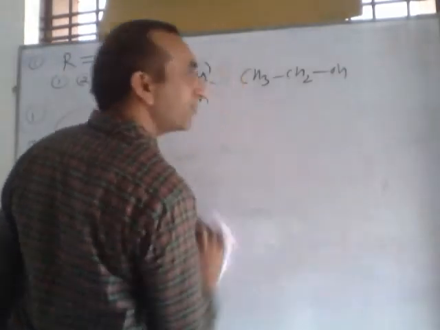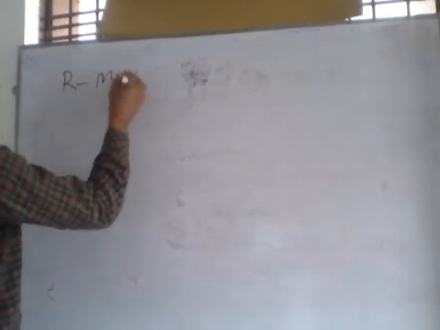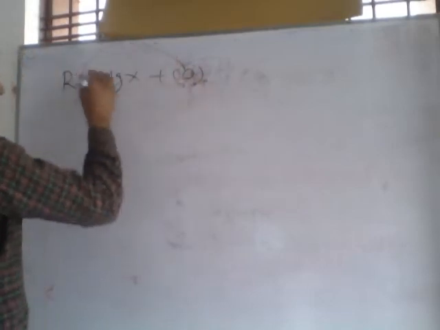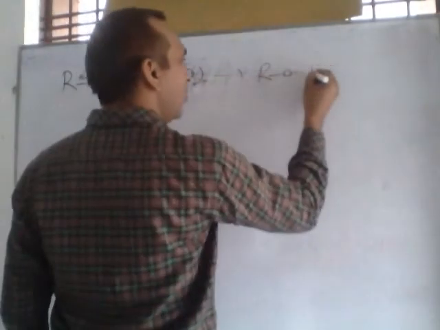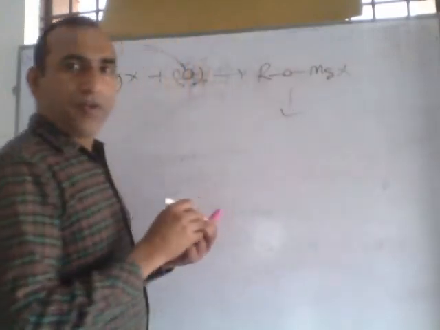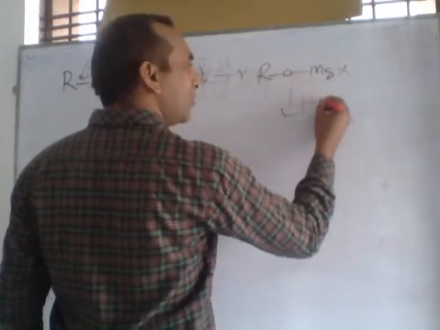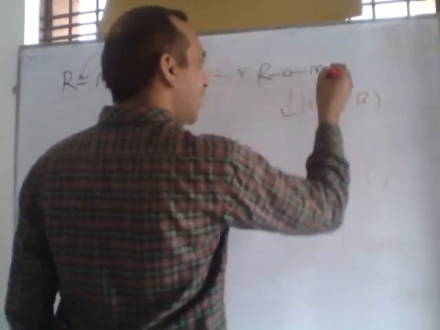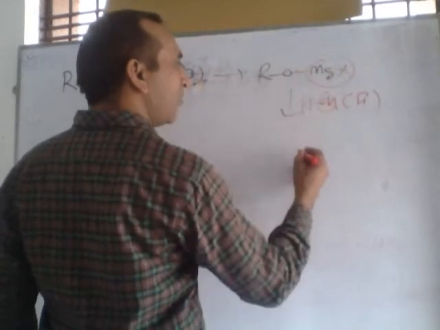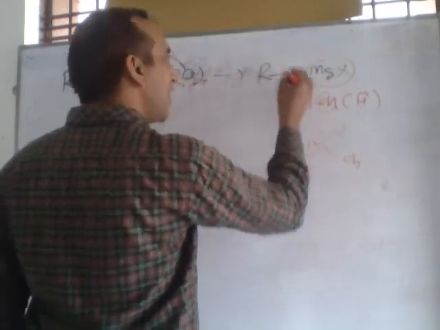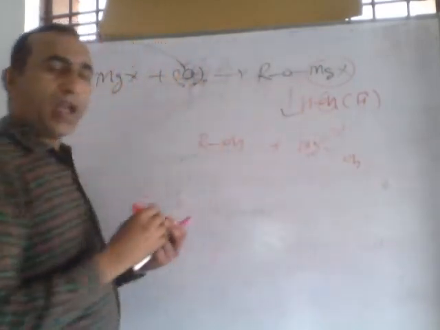The most important technique is preparation of alcohol by Grignard reagent. This is Grignard reagent, RMgX. If we react it with oxygen, this oxygen joins here, giving ROMgX. If this compound is treated with water in presence of any acid, then MgX reacts with OH to form hydroxy magnesium halide, and this H joins here. This is alcohol.